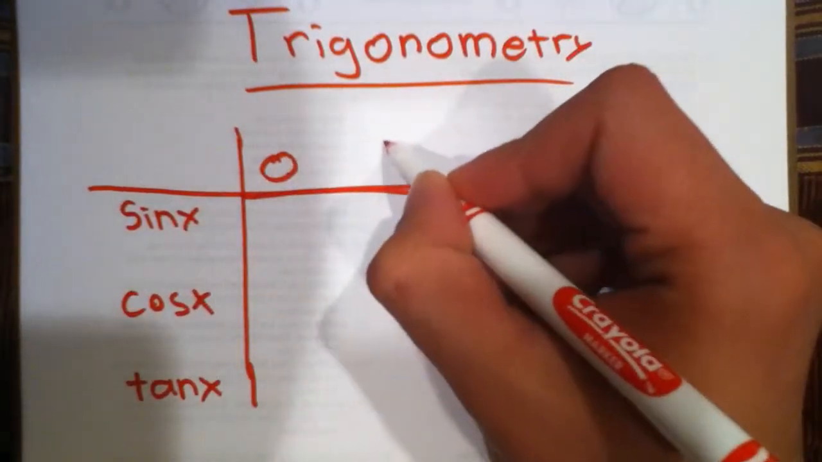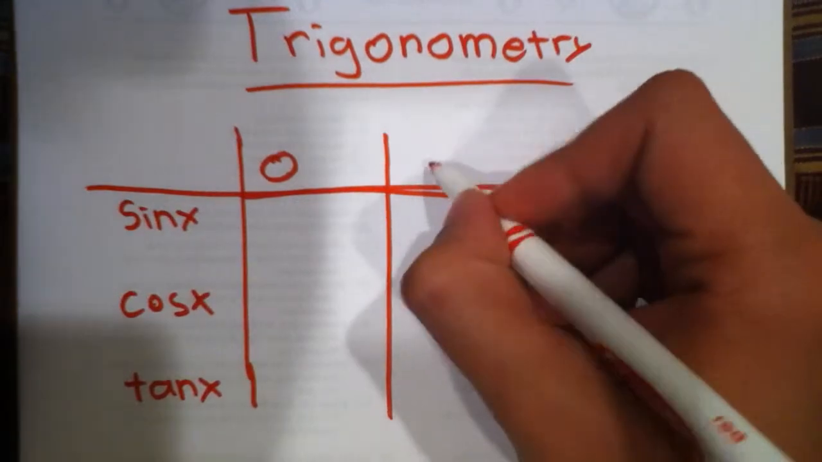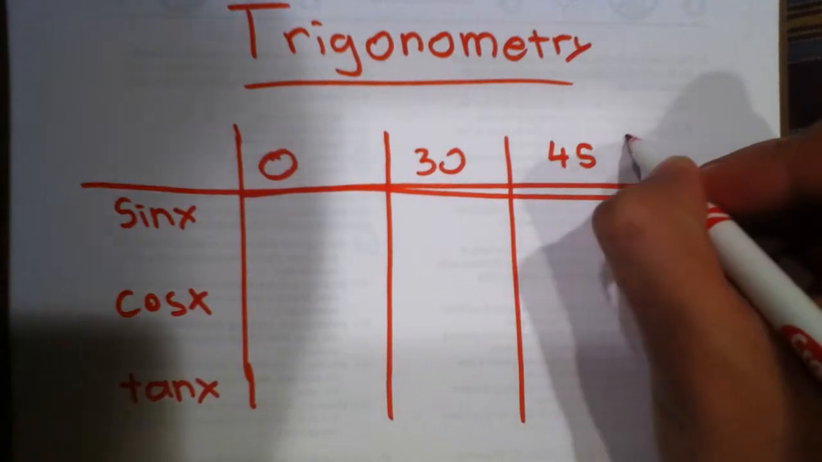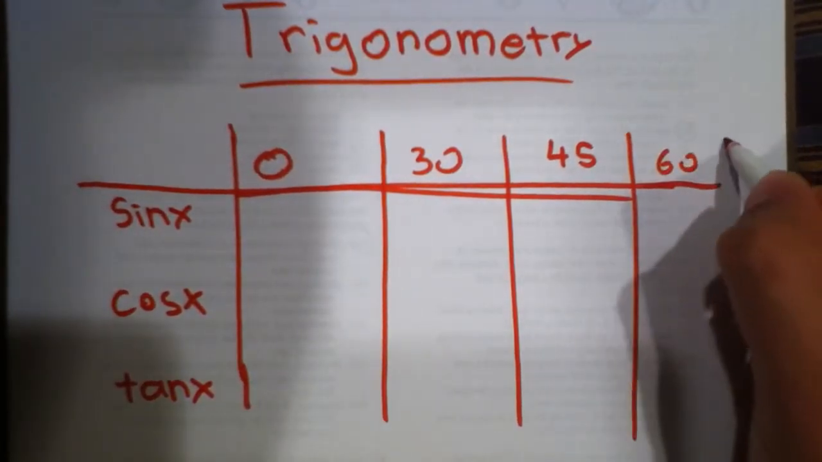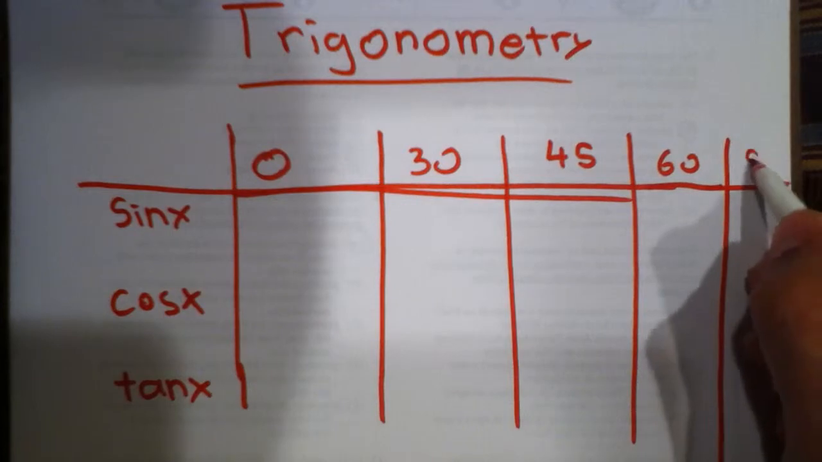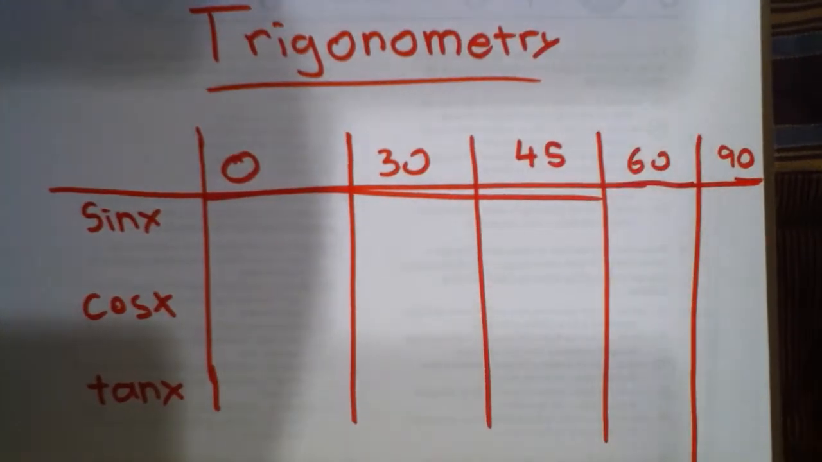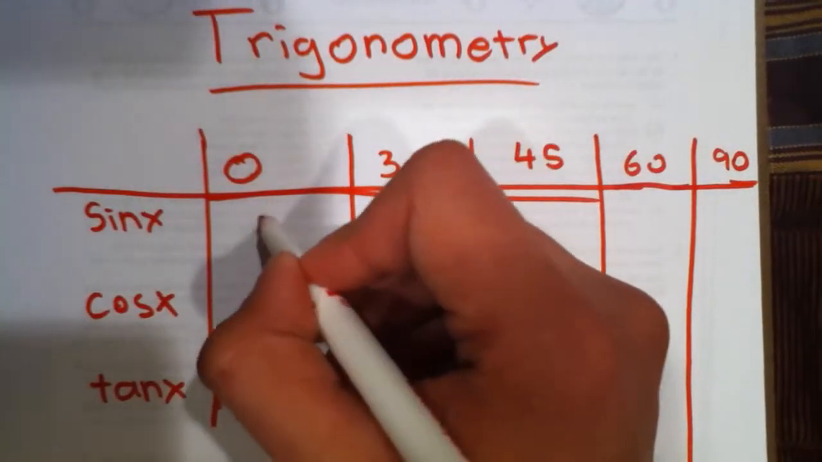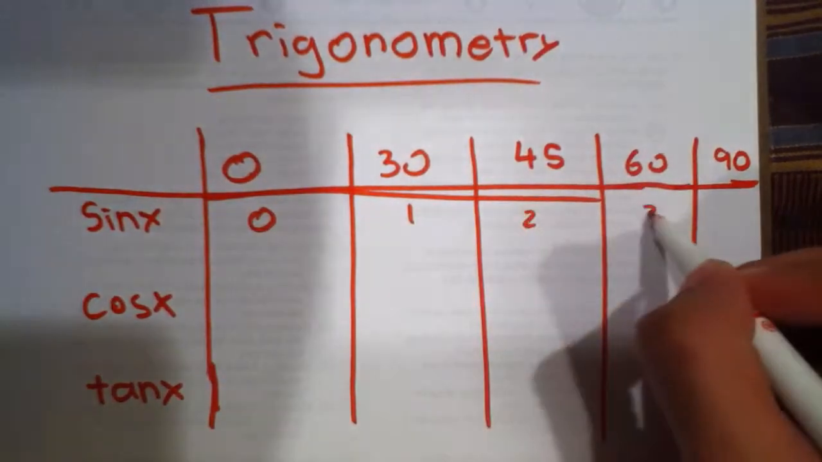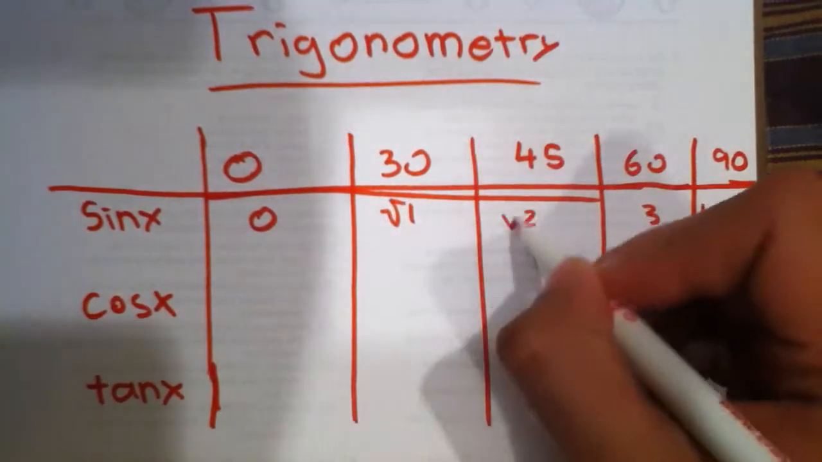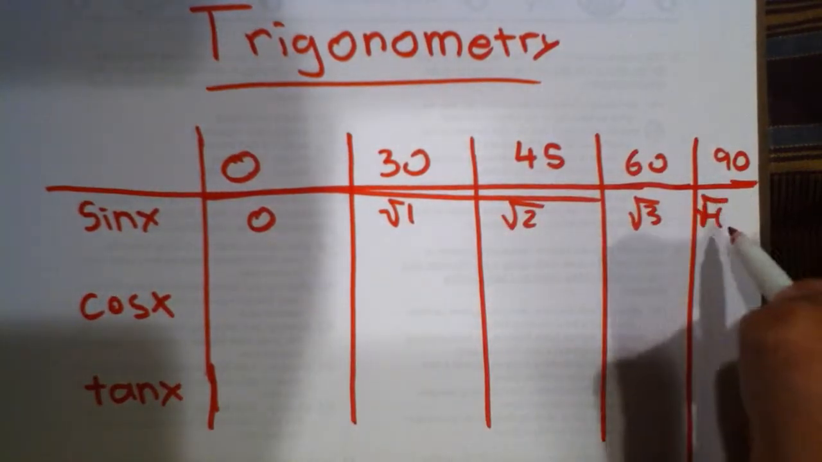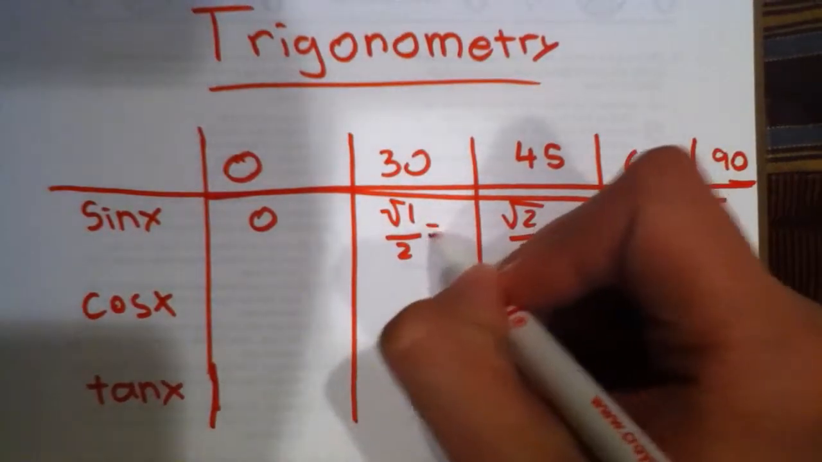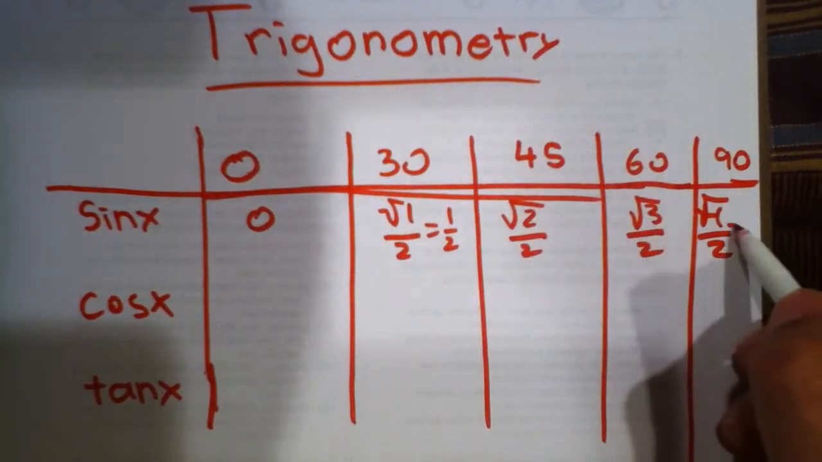So for 0 degrees, 30, 45, 60, and 90. One trick that's always helpful to use is that sine 0 is 0. You can do 0, 1, 2, 3, 4. Take the square root of each and divide by 2. So this is actually just 1/2, and this is 1.